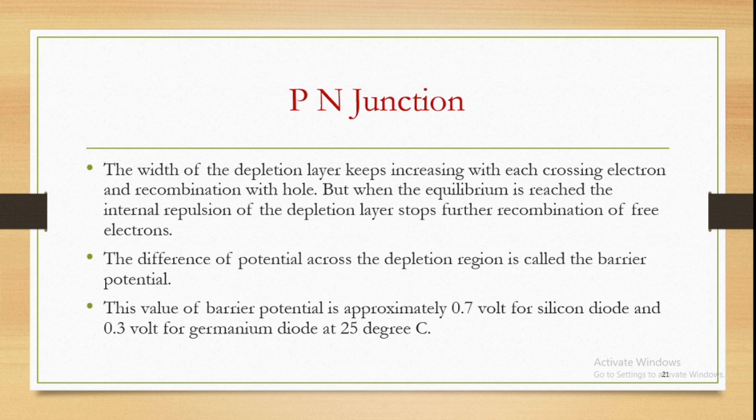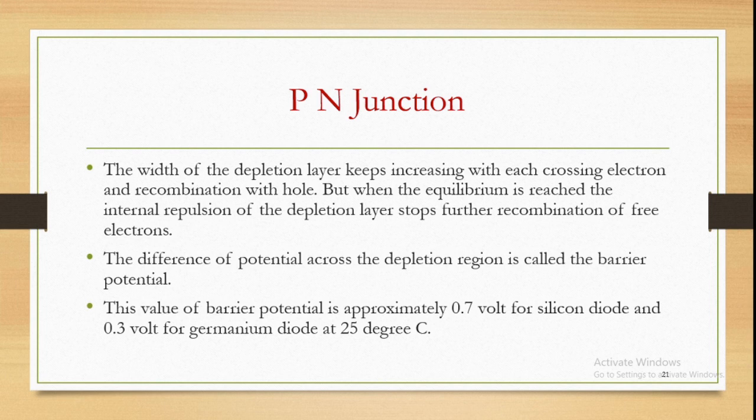The width of the depletion layer keeps increasing with each crossing electron recombining with a hole. But when equilibrium is reached, the internal repulsion of the depletion layer stops further recombination of free electrons. So this difference of potential across the depletion region is called the barrier potential.